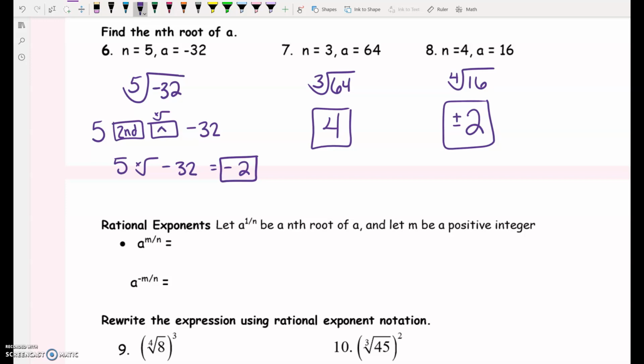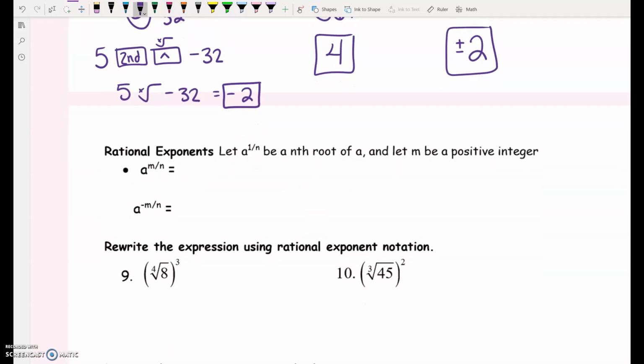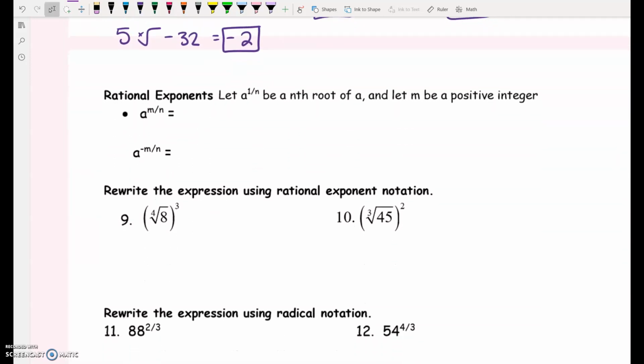That really only comes into play when we're solving equations, which is what we're going to be doing tomorrow. So if it's an even index and you're solving an equation with radicals, you will have to put a plus or minus in there. Okay, now we're going to keep going with this a little bit. We already know that the nth root of a is the same as a to the 1 over n. We're going to add to that a little bit.